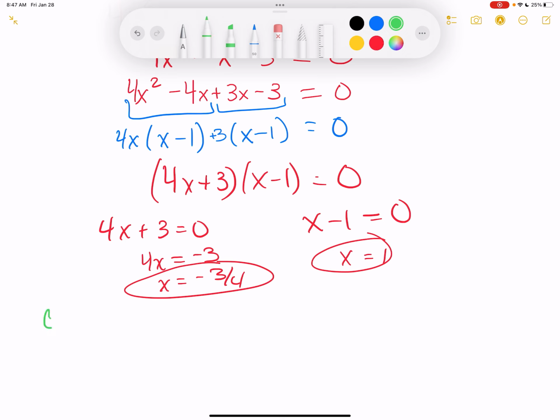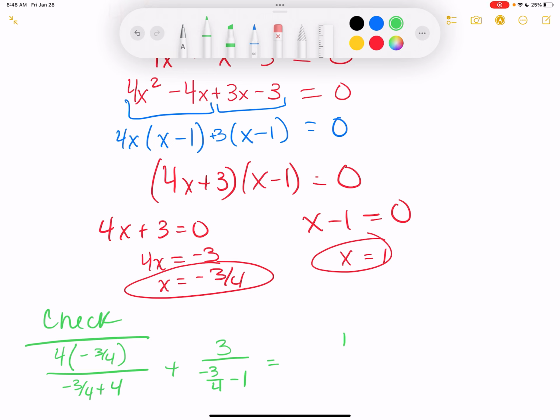All right, so check. I'll start with 1, because 1's easier. I'm just going to get this one out of the way. 4 times negative 3/4 squared plus 3 times negative 3/4, minus 1 equals 15. You can use the factored form or the actual original. I'm going to use the original personally, but whatever you want to do.